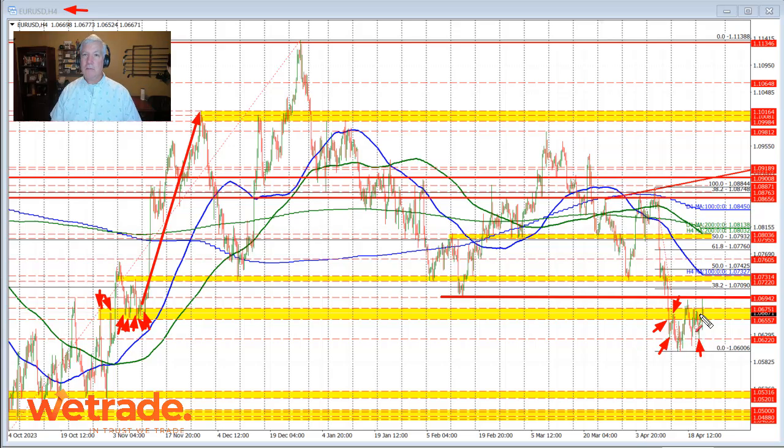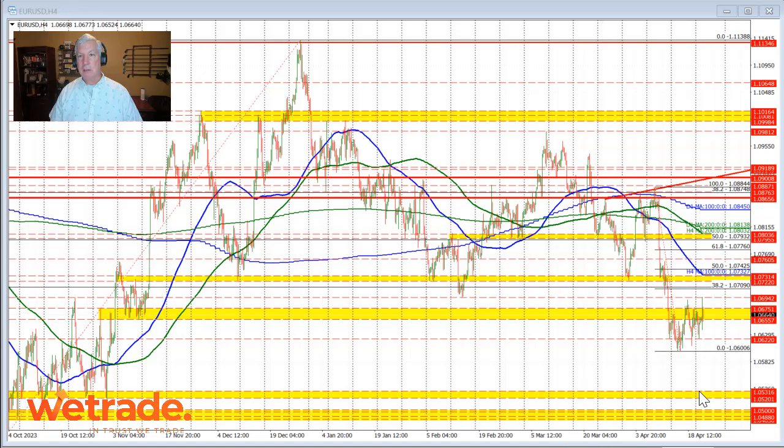So, we've defined a ceiling here. The sellers came in, and we'll see if the price can stay below that 1.0694 level. If it can't break above it, we look toward the 38.2% retracement of this move to the downside. That level comes in at 1.0709. To get above that level, and we'll start to look toward the 100-bar moving average on the 4-hour chart at 1.07327.